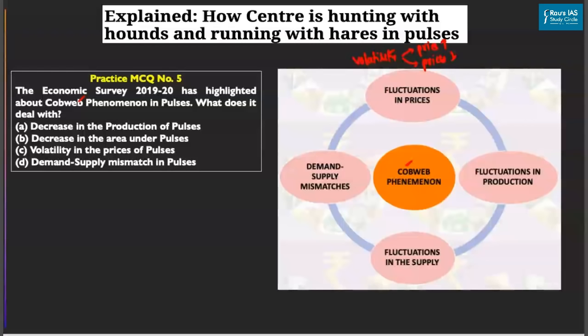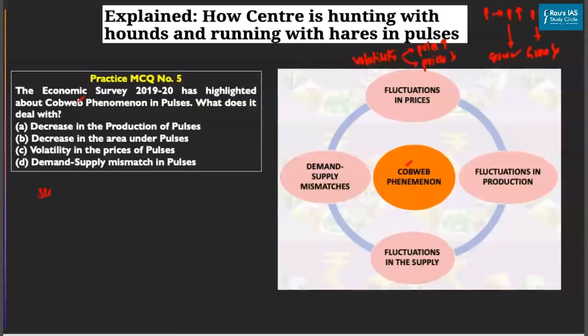Now usually the farmers will decide to grow a particular crop in a season depending upon the prices which they have got in the previous cropping season. So in the previous cropping season, if they have got higher prices, automatically in the present cropping season, they would grow the same crop. On the other hand, if in the previous cropping season they got lower prices, then in the present cropping season, they would not grow the same crop. So the large scale volatility in the prices of pulses has been explained through the cobweb phenomena.